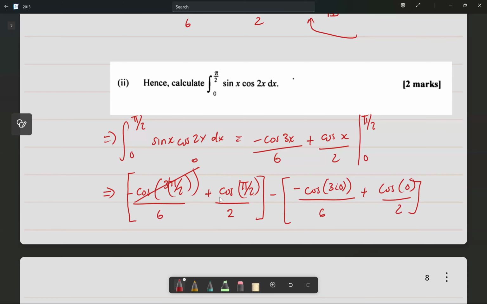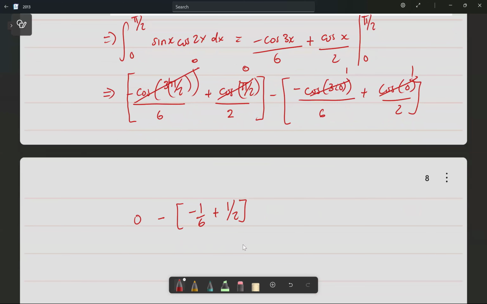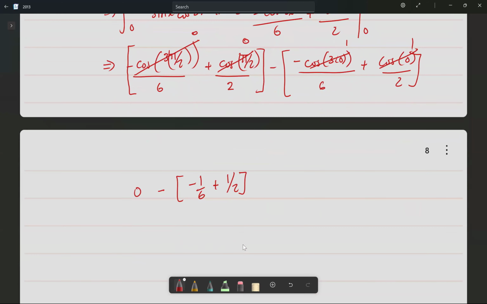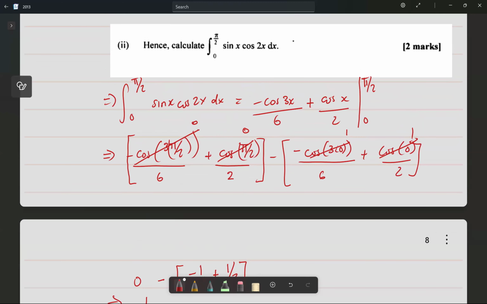This is 0. This is 0. This is 1. This is 1. So we get 0 minus negative 1 over 6 plus a half, which is then the final answer being negative 1 over 3. Any issues with this part? Up to here, we're good. Okay.